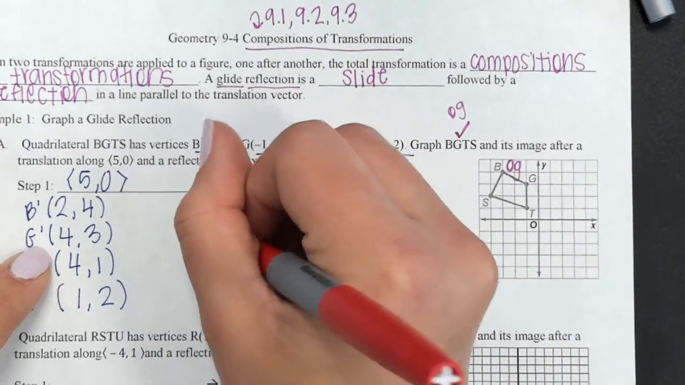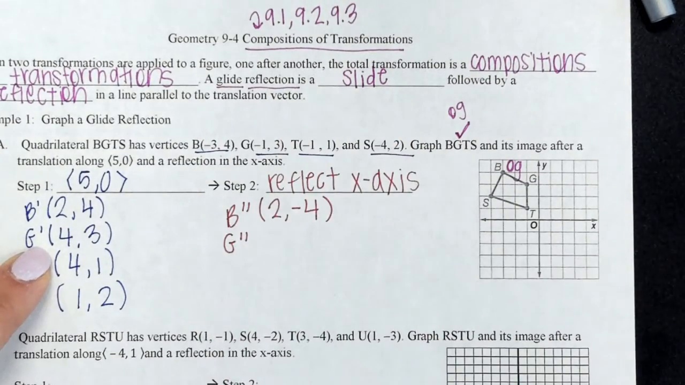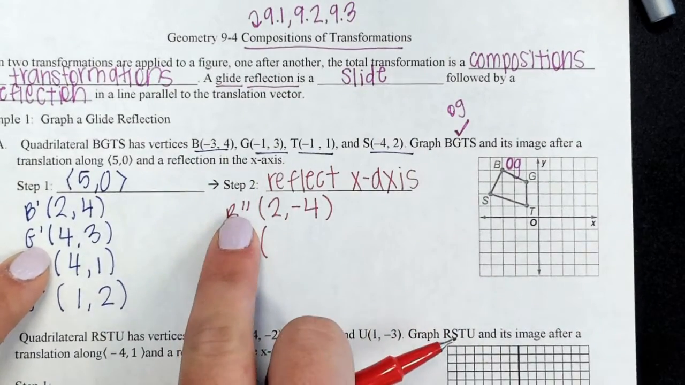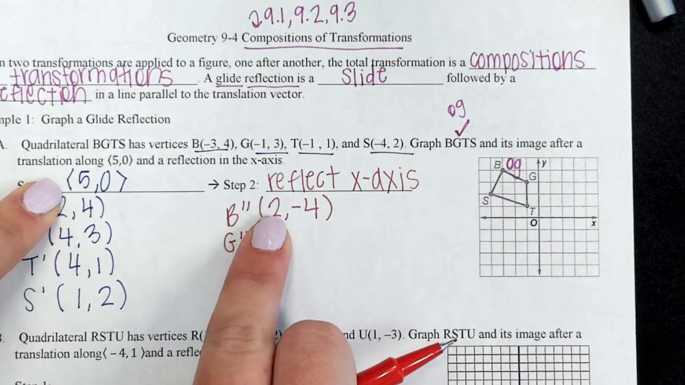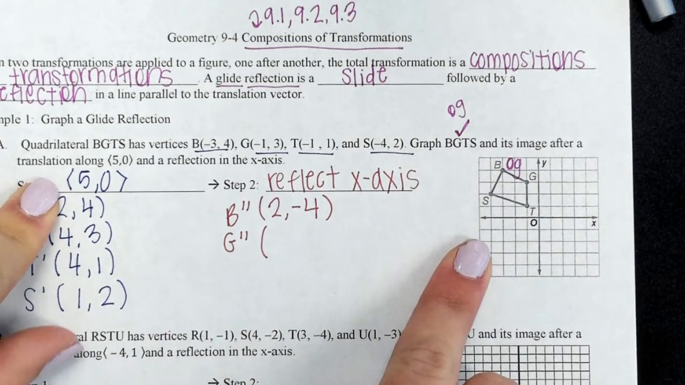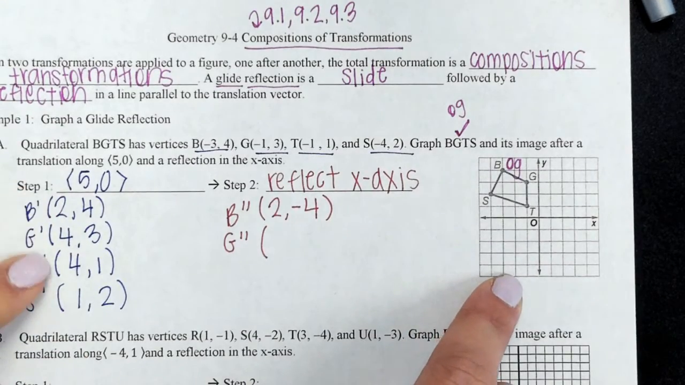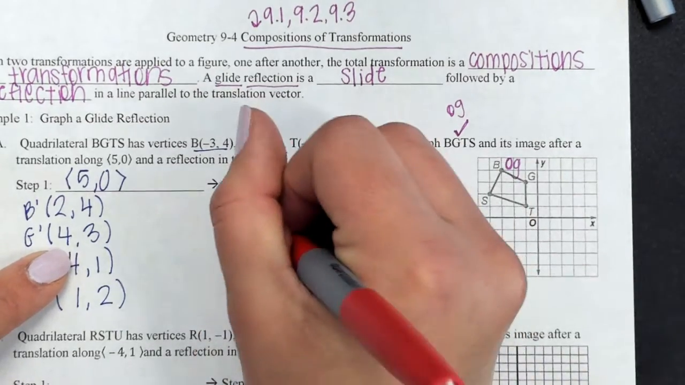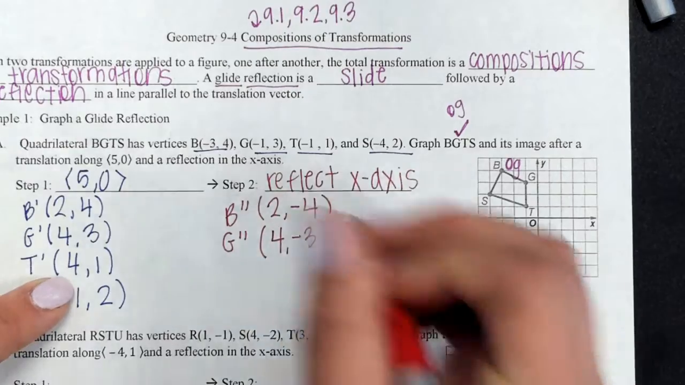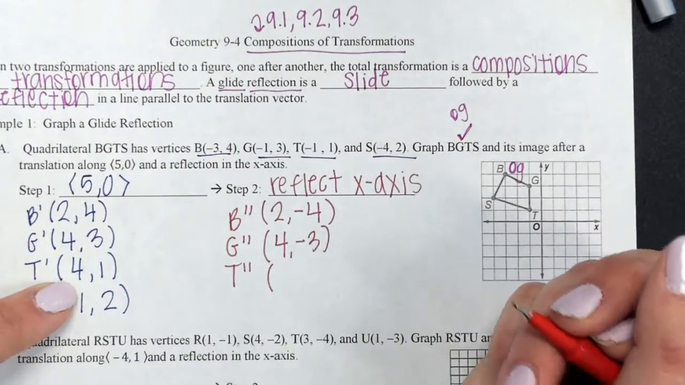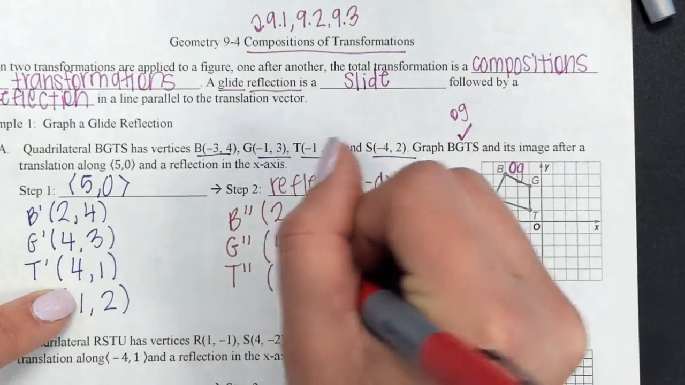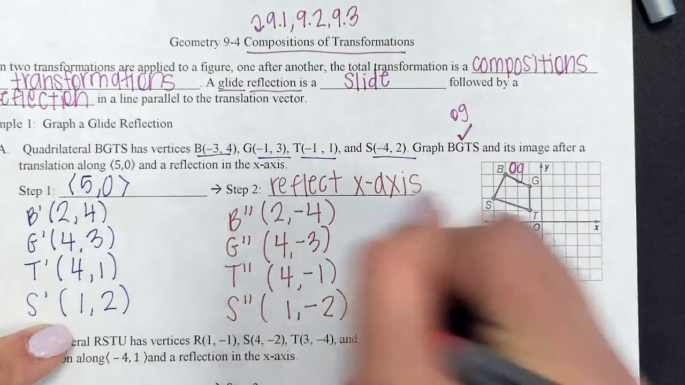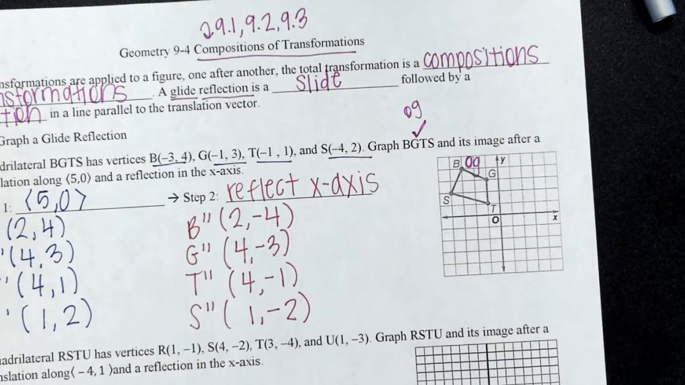G prime becomes G double prime. That's what the second step is called. We haven't seen this before because we've only done 1 step. Now you have 2 steps. So if you had 3 steps, it would be B triple prime, which would have 3. Okay? So what is our new G double prime called? Good. T double prime for what? Good. And S double prime? Good.